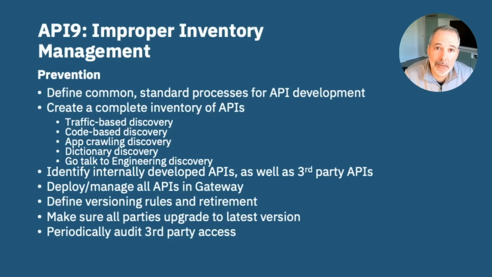I strongly recommend deploying and managing all your APIs in a common API gateway. This is a great way to maintain visibility and awareness, but also to centralize policies and to be able to deploy common policies across your APIs. Make sure you properly retire all your APIs, right? And make sure your clients, your partners all upgrade to the latest versions. And finally, do a periodic audit to make sure you know who's got access to your APIs. There aren't any organizations or users out there that really shouldn't have access any longer.